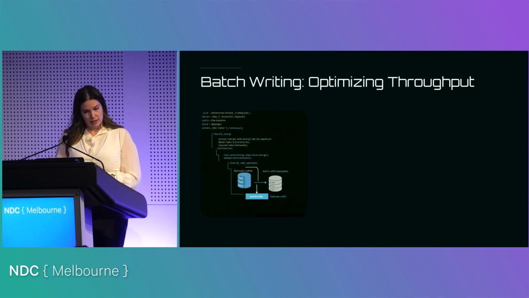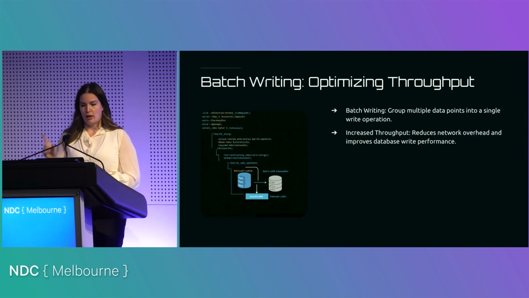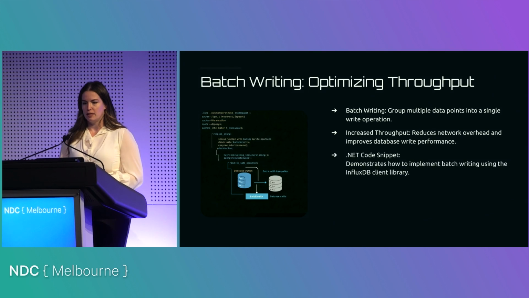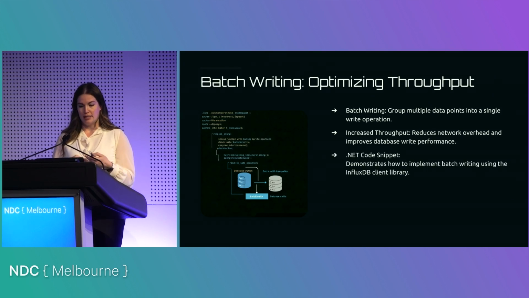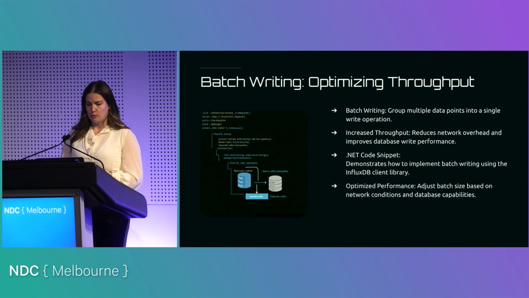While line protocol is already efficient, we can further optimize throughput with batch writing. Instead of sending each data point as a separate HTTP request, batch writing groups multiple points into a single write operation. And this approach drastically reduces network overhead and improves database write performance. So the .NET code snippet that I've decided to include demonstrates how to implement batch writing, and uses an InfluxDB library. And for optimal performance, you'll want to adjust batch size based on your specific network conditions and database capabilities.